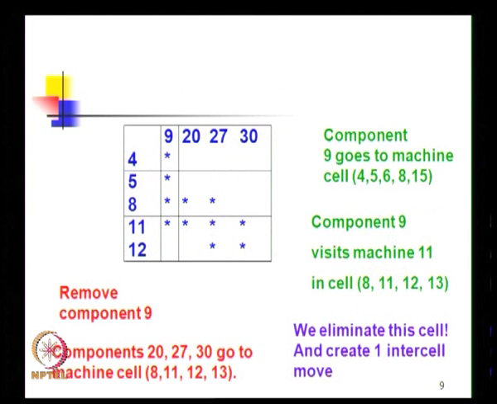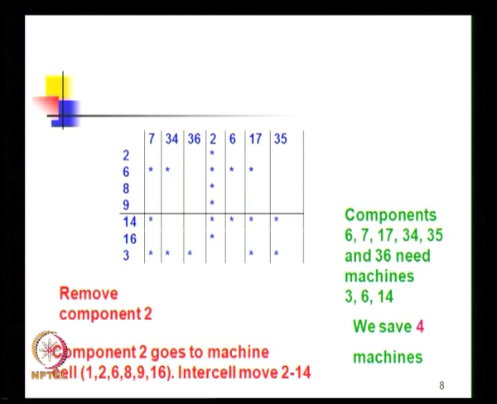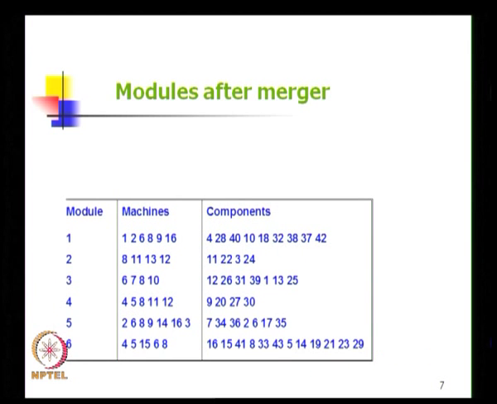Which has made this happen? So, now take component number 2 from this module and put it into the machine cell 1, 2, 6, 8, 9 and 16. If we do that, if we take this 2 from here and put it here, now 2 can be made in all of these, but 2 requires machine number 14 extra.